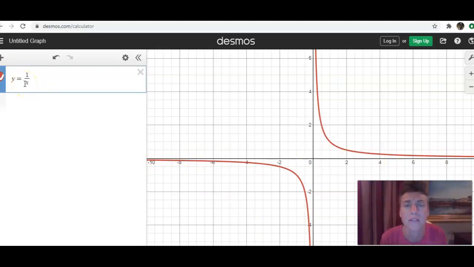Well, if we tried to put in 0 for x, we'd have 1 over 0, and we know we can't divide by 0. So that's not possible, right? We cannot put in 0 for x, so it will never touch this x or this y-axis.